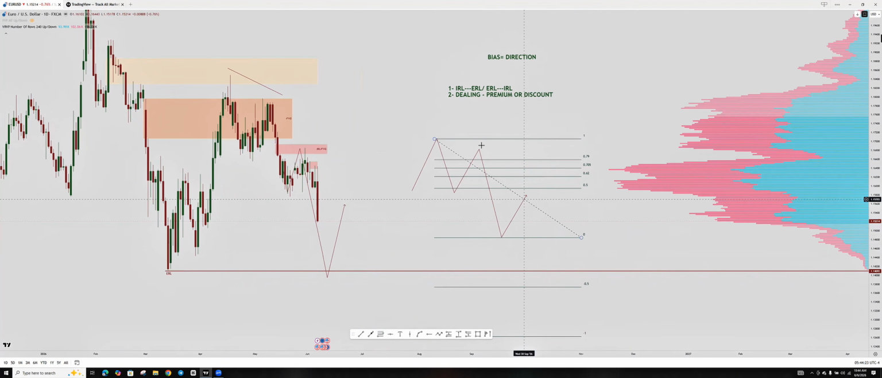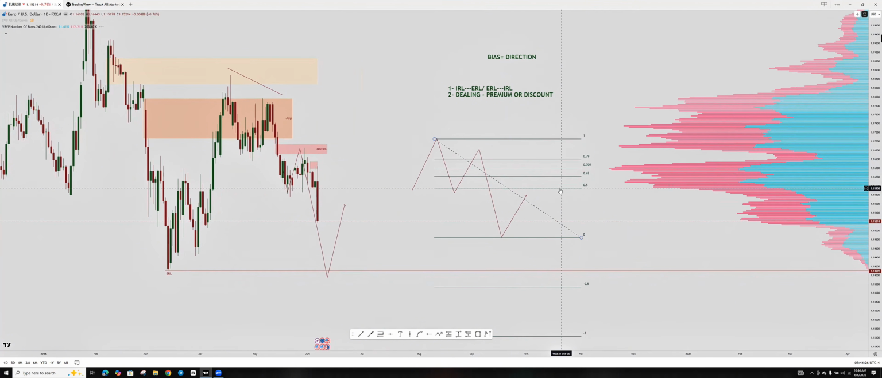When you anchor your Fibonacci, this is your 50% equilibrium. From the 50% equilibrium down to the range low, this is your discount. And from the 50% equilibrium up to the range high, that is your premium. So when price is at discount, it is cheap. It is to move away from discount to premium.